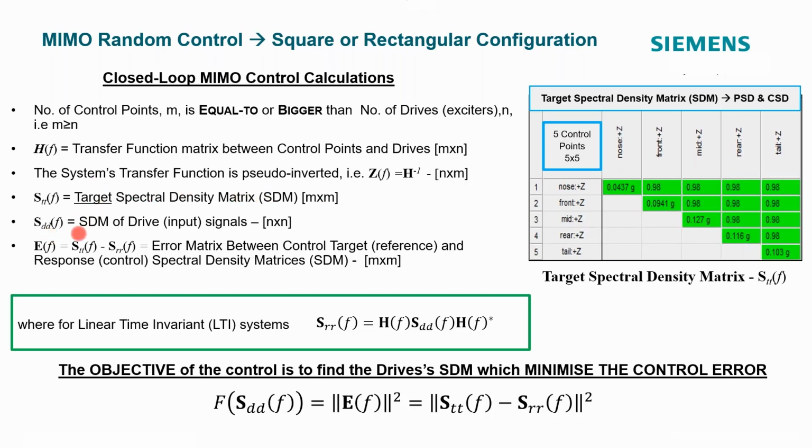Then we have the drive spectral density matrix, and that's an N by N square with just terms along the diagonal. And then we take the error between our target and control responses, and the idea is that we want to reduce the error in the algorithm. We'll try to reduce the error between the targets and the measured responses of the spectral density matrix. So that's the concept of control for multi-axis control.